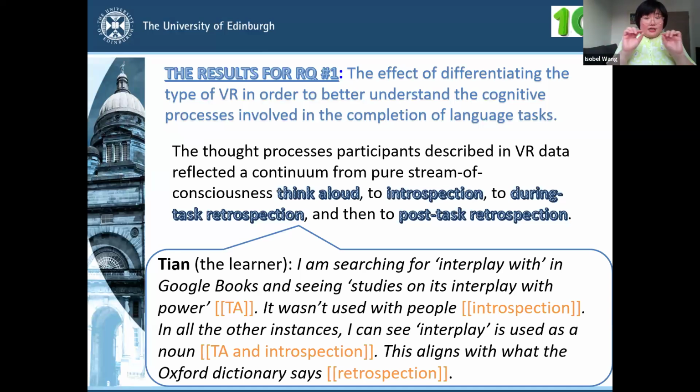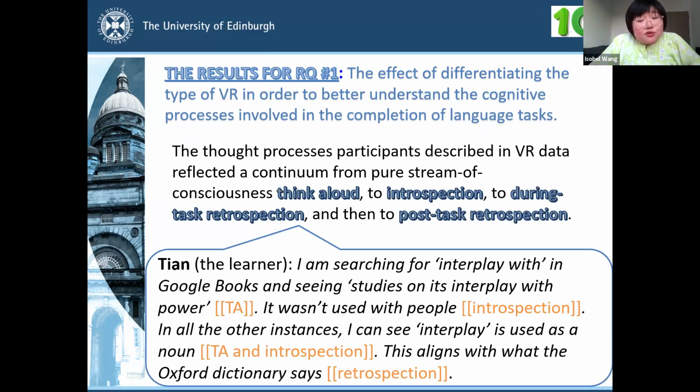So she's reading the Google book. So it's kind of unfiltered, very immediate cognitive processing. And then she provided a mixture of think aloud data and introspective data, because not just immediate observation of the word, but she also provided further analysis of the word. That's why she said, "A word used with people, I can see interplay is used as a noun."